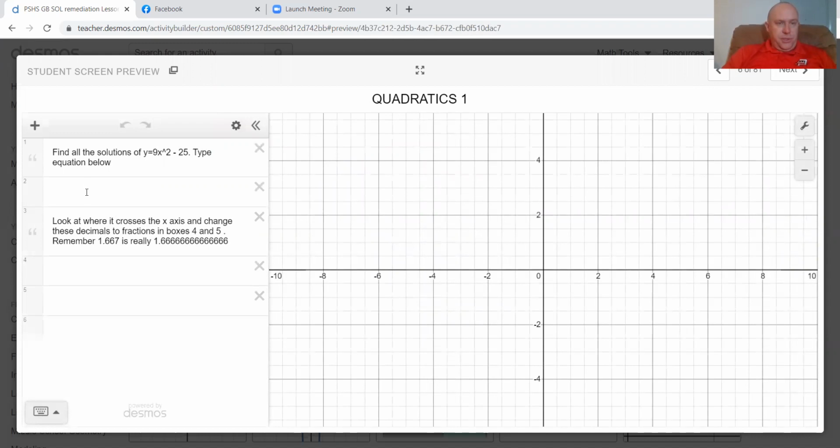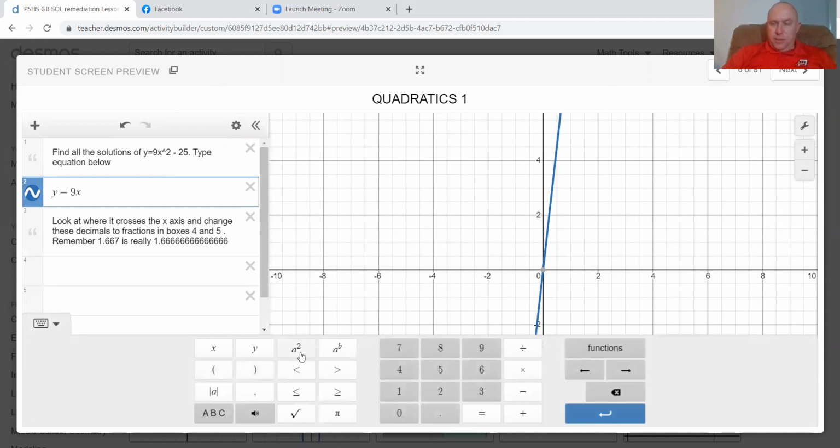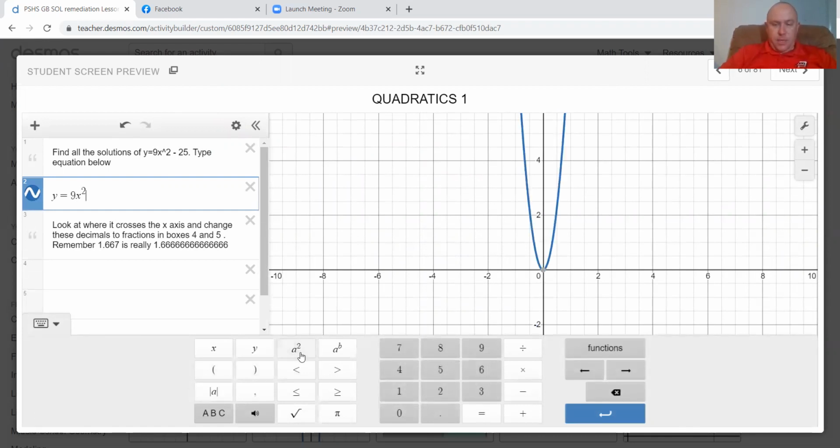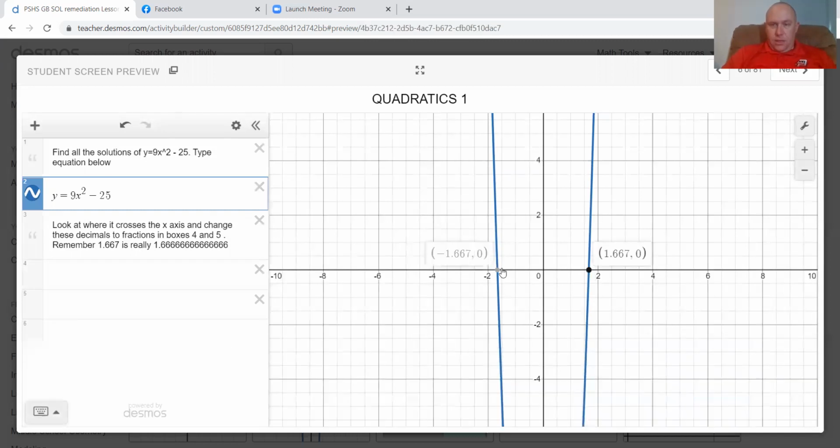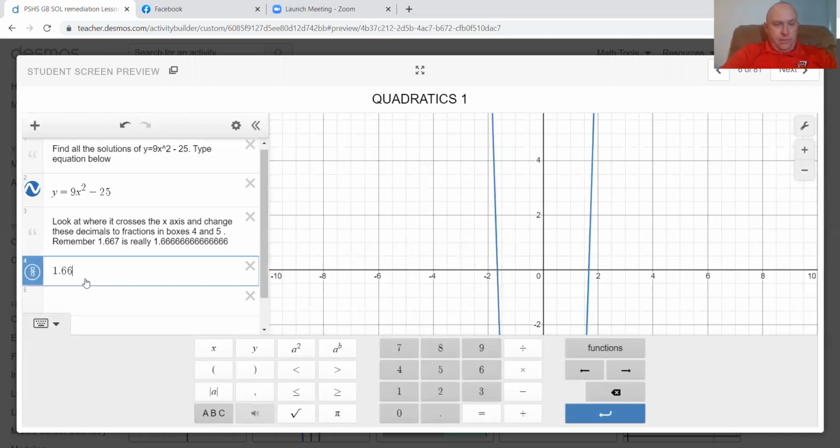Quadratics. Find all the solutions to y equals 9x squared minus 25. So for squared, easiest just to push the squared button here and then type in the rest of the question. So it says, look at where it crosses the x-axis and change these decimals to fractions if necessary. So 1.667 and negative 1.667.